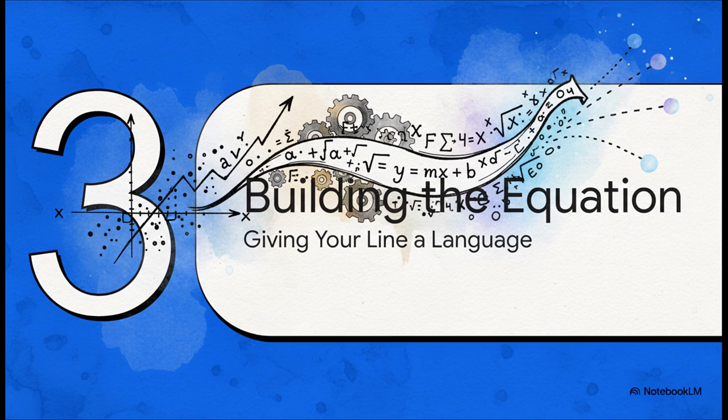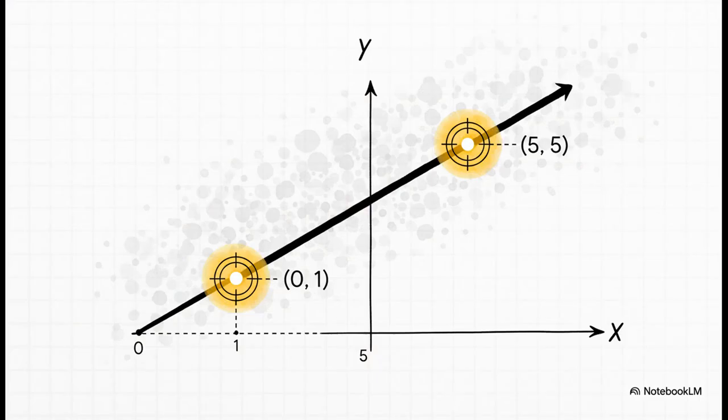Okay, a line on a graph is great, but to really unlock its power, we have to translate it into the language of math. We need to give it an equation. This is how we give our line a voice, so it can start telling us things we don't already know. Hey, remember that 4th step, picking 2 points? This is where it pays off.